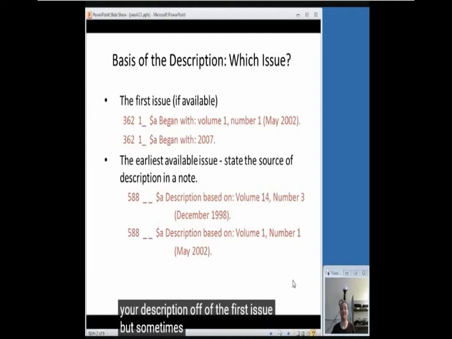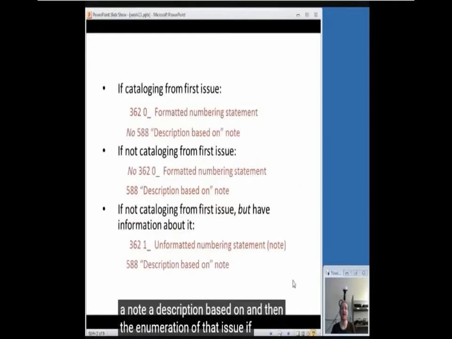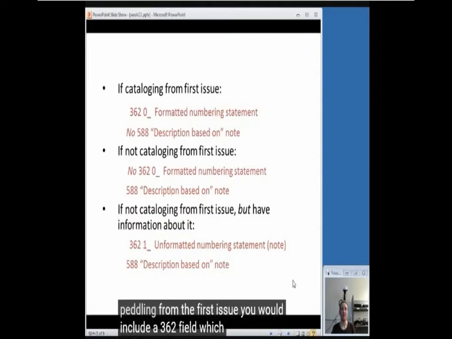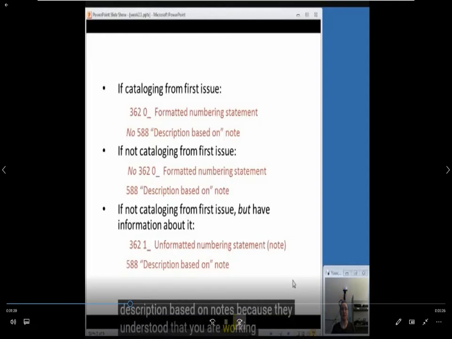But sometimes you don't have the first issue. Your library starts describing during a later year, for example. And so in that case, you should work off of the earliest available issue. And you'll have a note saying description based on, and then the enumeration of that issue. If you're cataloging from the first issue, you would include a 362 field, which would have a formatted numbering statement. And on the next slide, we'll look at differences between formatted and unformatted numbering statements. You will not need a description based on note because it is understood that you are working from the first.